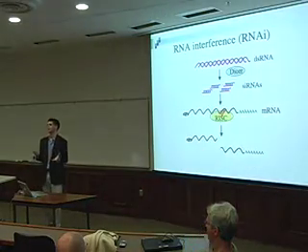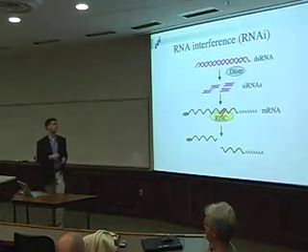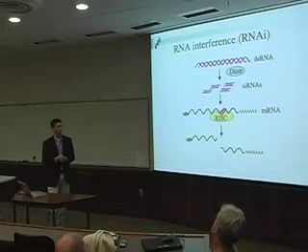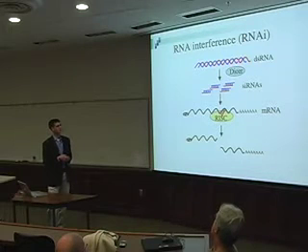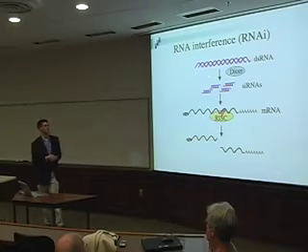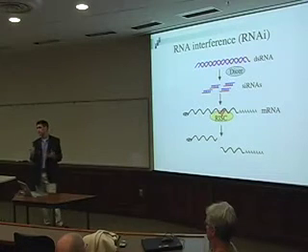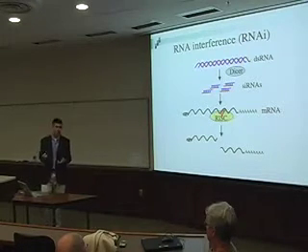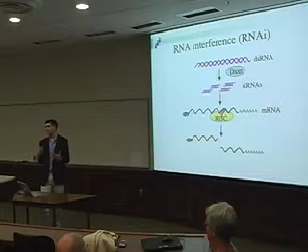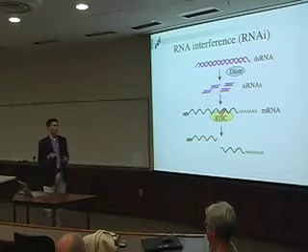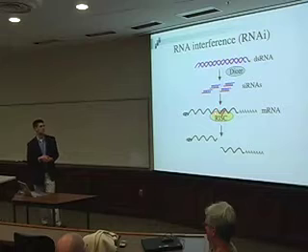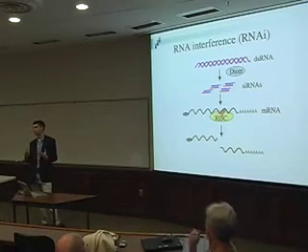So what does this double-stranded RNA do? It induces this pathway known as RNA interference. It's cleaved by this enzyme known as Dicer into smaller double-stranded fragments known as small interfering RNAs. These are about 21 to 23 nucleotides long. And they associate with a number of different protein complexes. One of these protein complexes is known as RISC, or the RNA-induced silencing complex.